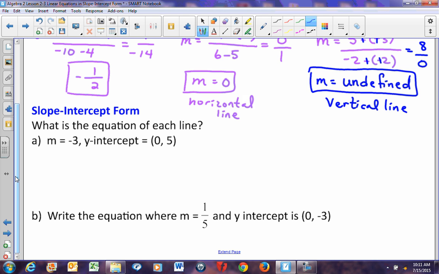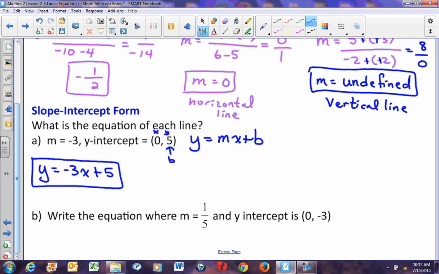Now, we can write the equation of a line given the slope and the y-intercept, or given 2 points. Okay. Let's say, what is the equation of each line? The slope of negative 3 and the y-intercept of (0, 5). Remember, the equation is y equals mx plus b, where m is the slope and b is the y-intercept. Okay. So this is the x value of the y-intercept, this is the y value of the y-intercept, so this right here, 5, is b. So if I stick it in the equation, y equals mx plus b, y will equal negative 3x plus 5. It's as simple as that for that equation.